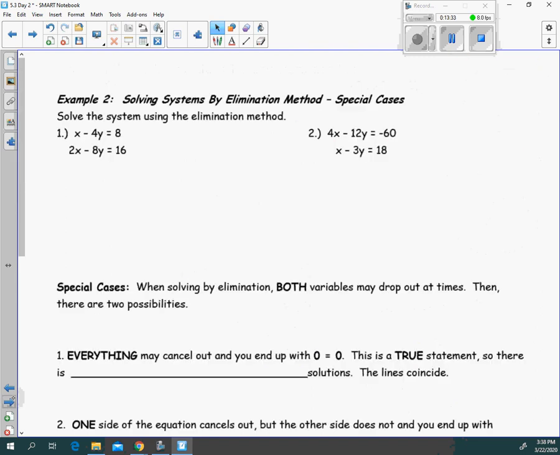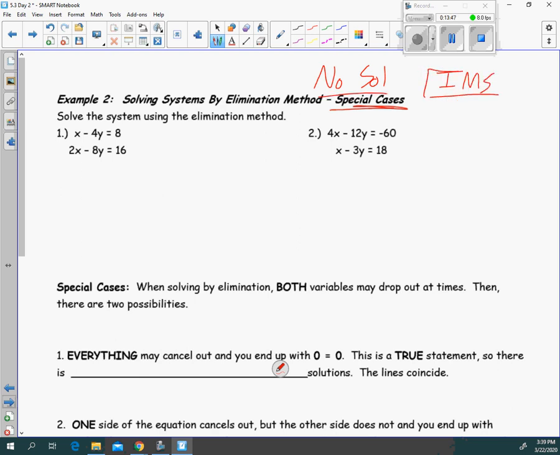What do I have right here? There's some more. There's special cases. Oh, let's do that real quick. That's either no solution or infinitely many solutions, right? If you get a true answer, it's infinitely many solutions. A false answer is no solution. Okay. We'll call it good.